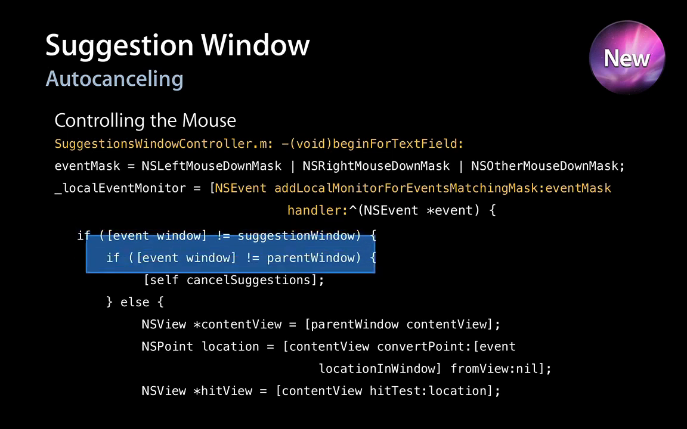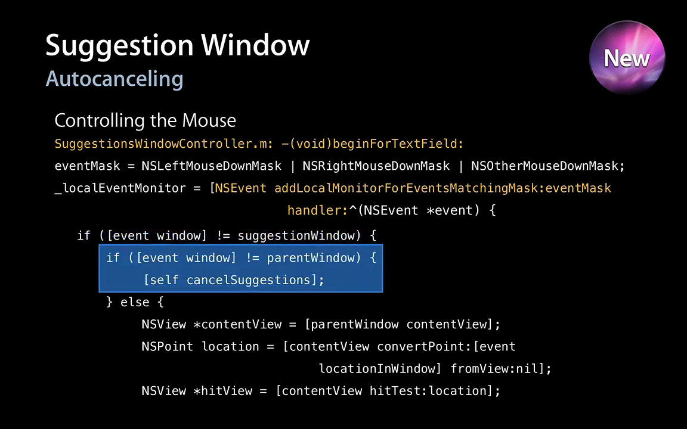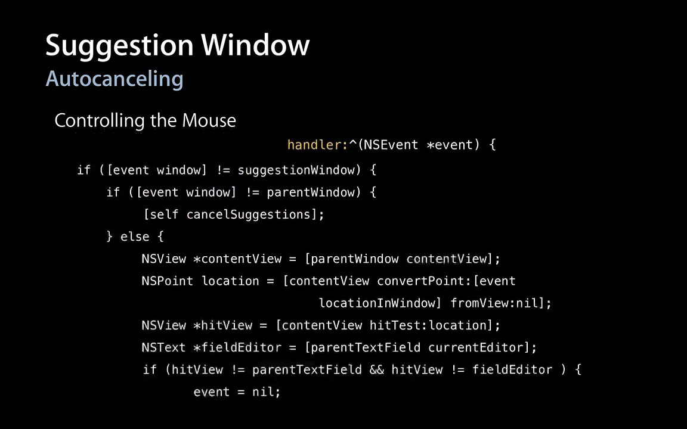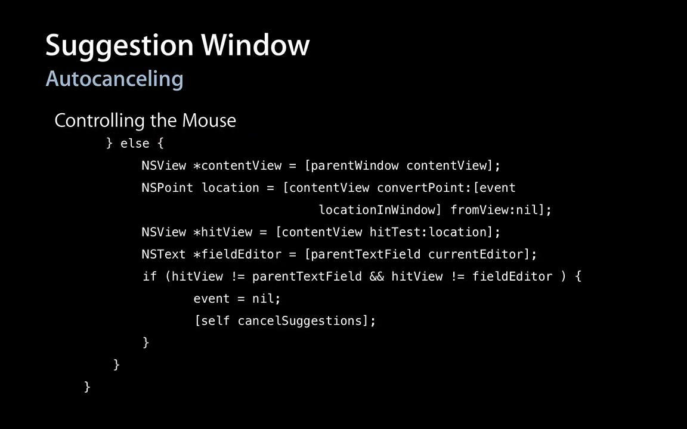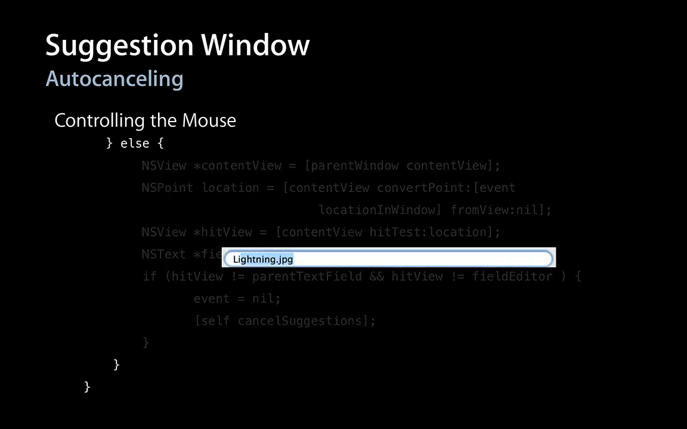If it's not the suggestion window, then perhaps it's our parent window. Well, if it's not our parent window, this is a local event monitor, so it has to be some click that's associated with our application. And if it's not our parent window, it must be some other window inside of our application. So we'll go ahead and cancel our suggestions window. If it is on the parent window, then we have a little bit more work to do. And you got a whole bunch of code here, and the whole point of this code is basically to find out, did the user click here? If the user clicked in the text field, we want to go ahead and allow that click to go through and be processed normally so the user can move the selection, change the selection, or just move the caret.